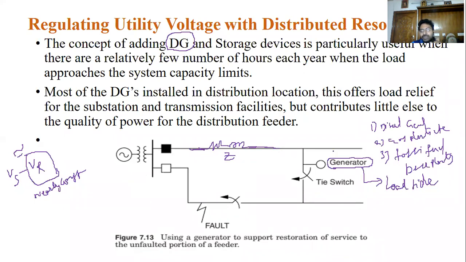To maintain the load side voltage constant, we are using a number of devices: some capacitors, some transformers, some tap changing transformers. Last class we already discussed these. One more technique to regulate this is the generators, to maintain uninterrupted power supply and constant voltage levels. We are using some generators at the load side.